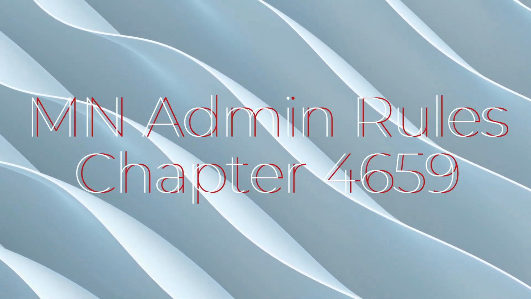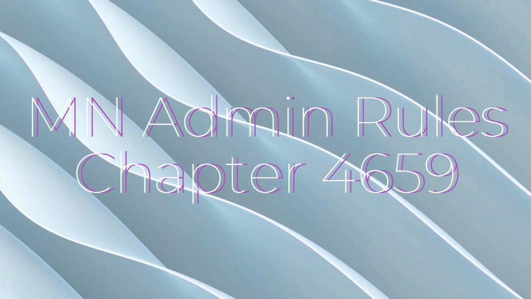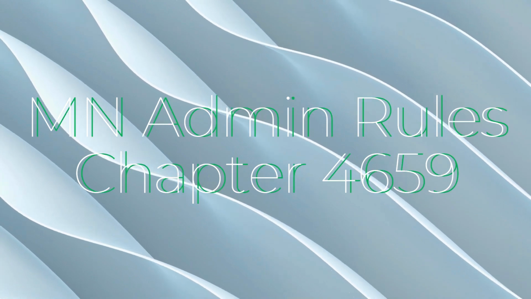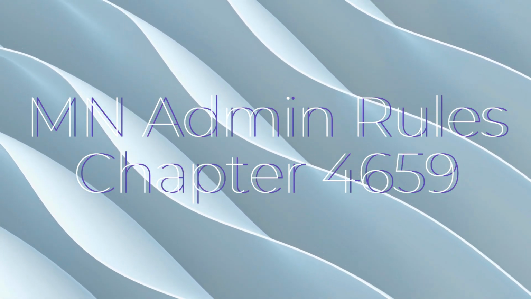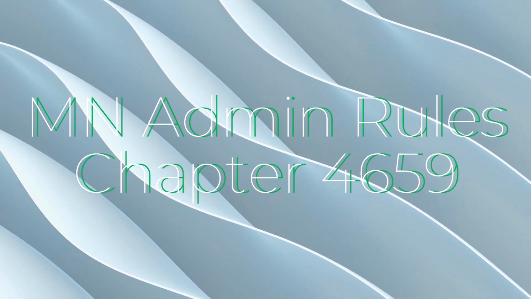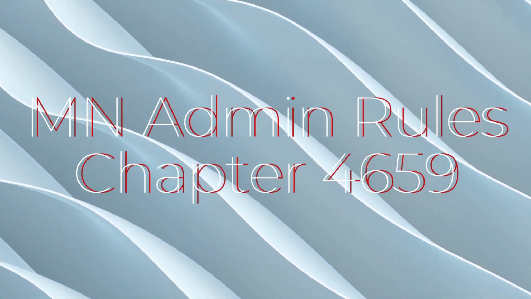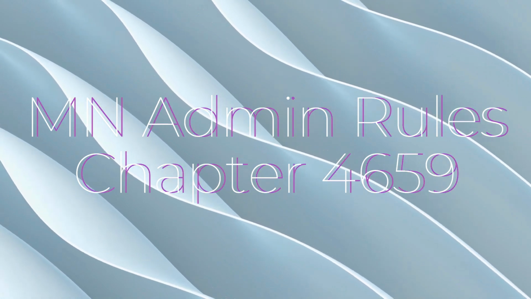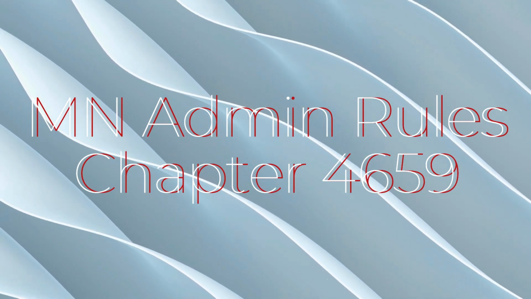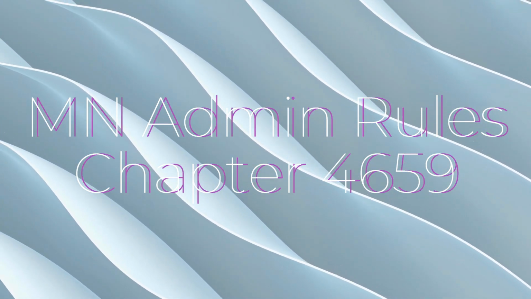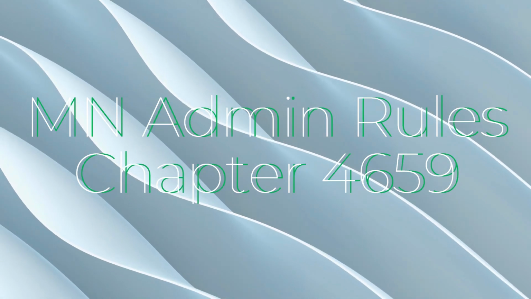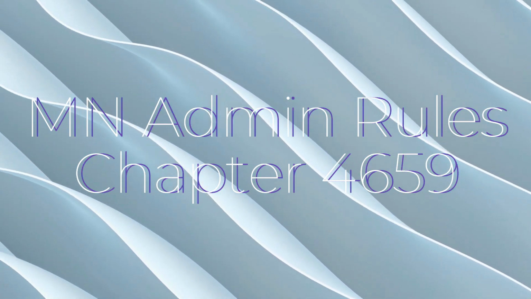4659.0190 Training Requirements. Subpart 1. Training Policy. A facility must establish, implement, and keep current policies and procedures for staff orientation, training, and competency evaluation, and a process for evaluating staff performance as required under Minnesota Statutes, Section 144G.41, Subdivision 2, that meets a. The orientation, training, and competency requirements under this part and Minnesota Statutes, Sections 144G.42 and 144G.60 to 144G.64, and b.